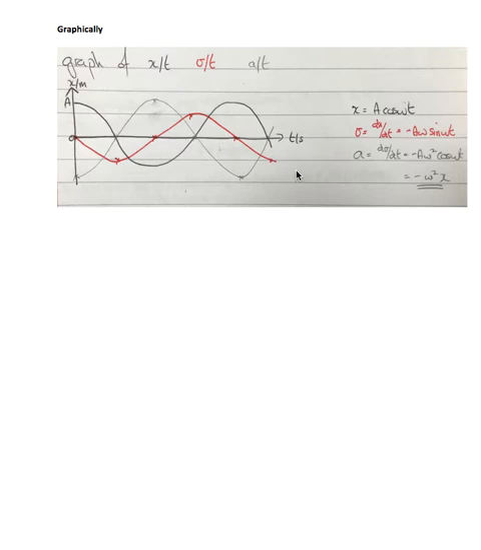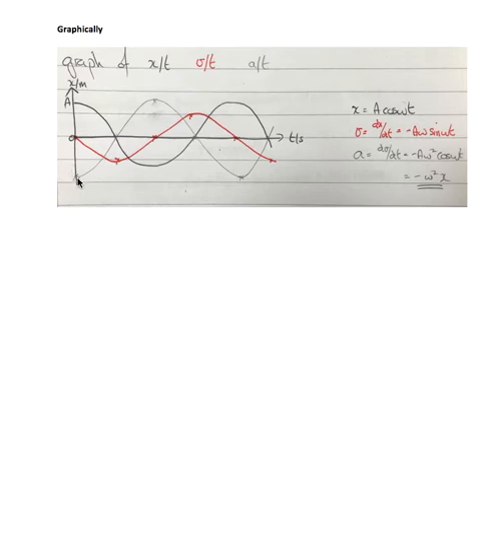And then, by definition, the acceleration is minus omega squared x. It is, of course, the rate of change of the velocity. If you differentiate this expression here, you'll get minus a omega squared cos omega t, which is omega squared times minus a cos omega t, which is minus omega squared x. So here we have minus a omega squared times cos omega t.